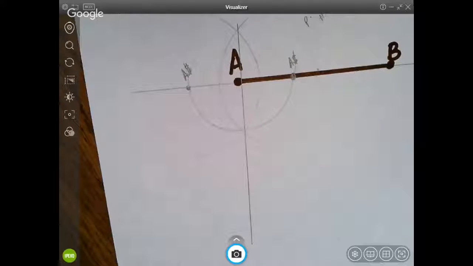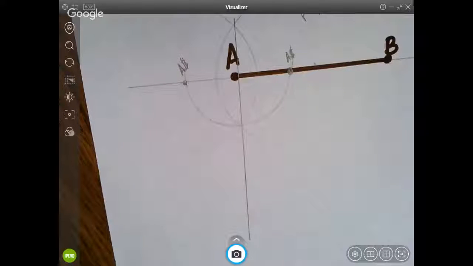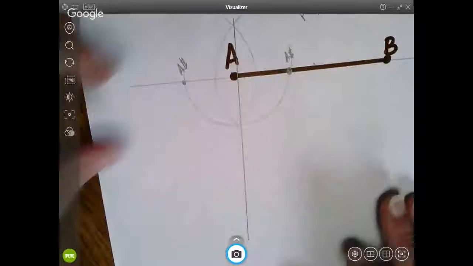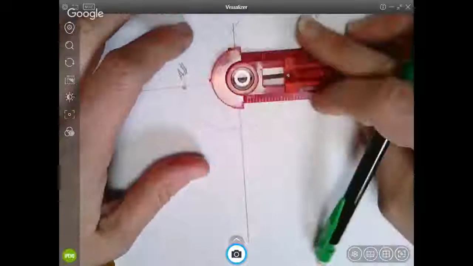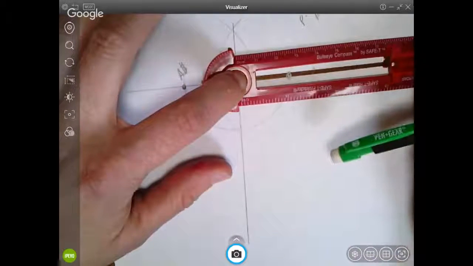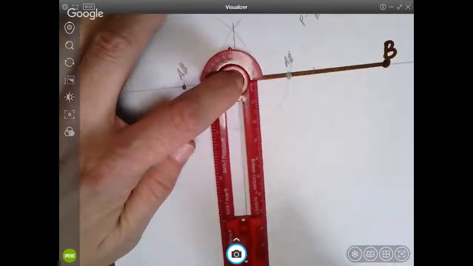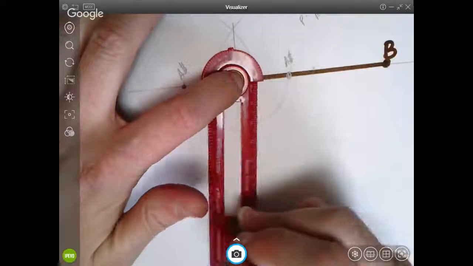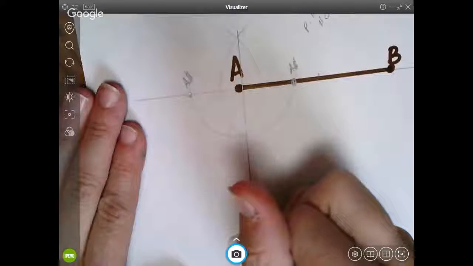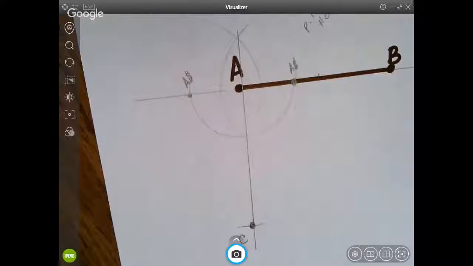Okay. Now we need to make this line as long as AB. So what we're going to do, we're going to put our compass on A, move our slider to B so we can get the length of AB. Then I'm going to come down here and arc. And this is going to be my next point. So I'll call that point C.